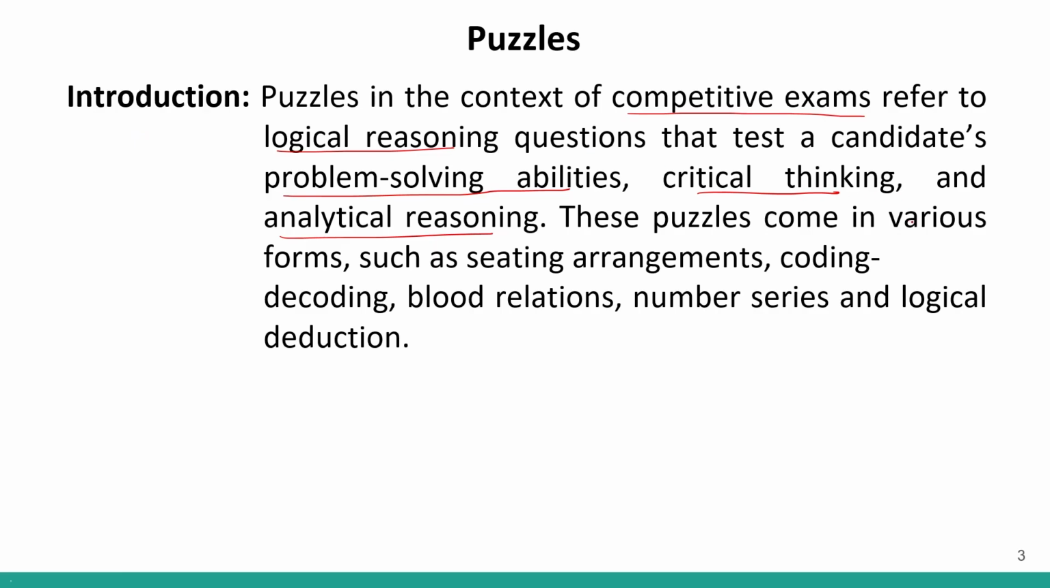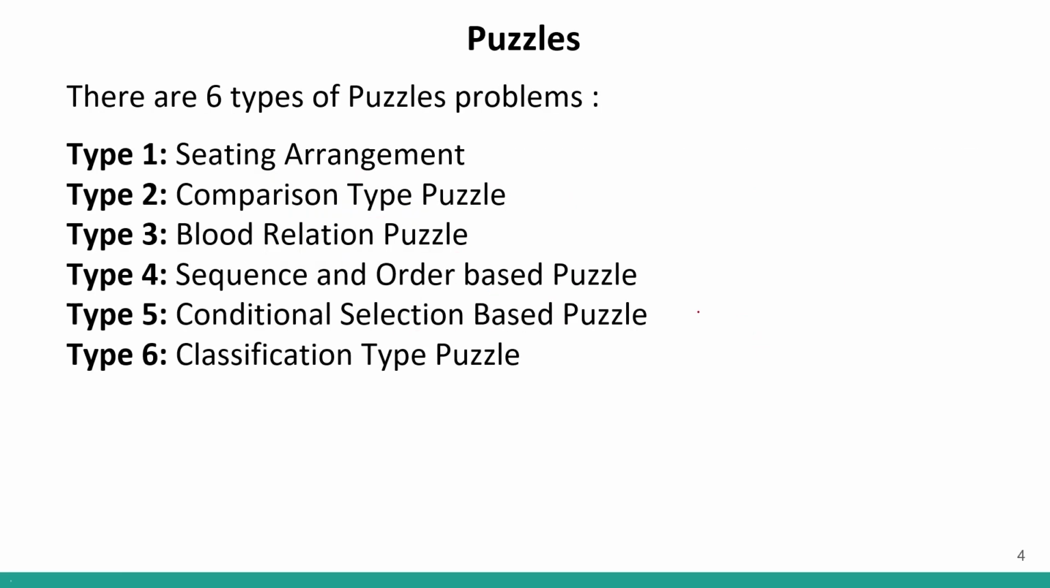Correct? And you can get various types of puzzles like seating arrangements, coding-decoding, blood relations, number series, logical deduction. A lot of types of puzzles you can get in your competitive exams. But there are six types of puzzles that are very common. These types of puzzles are there in almost all the competitive exams. So let us understand them in a little detail. Type 1 is seating arrangement.